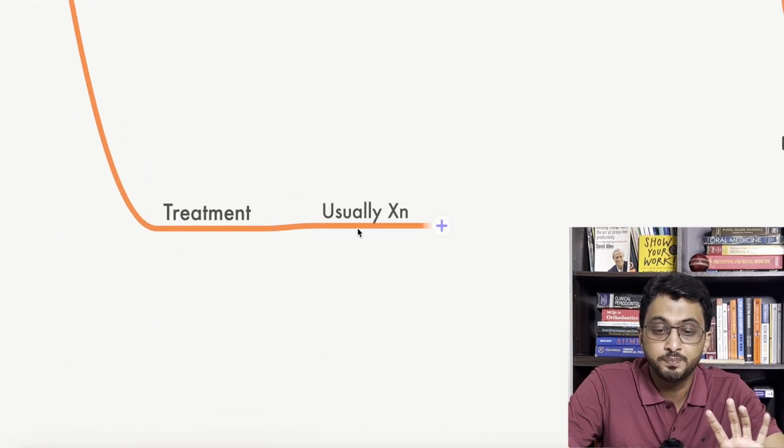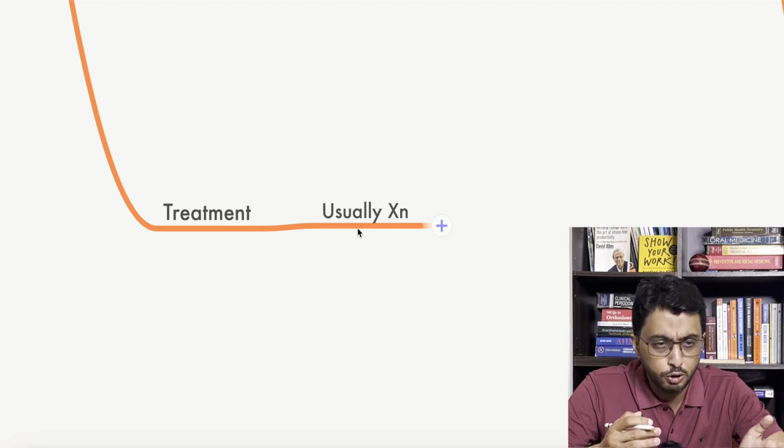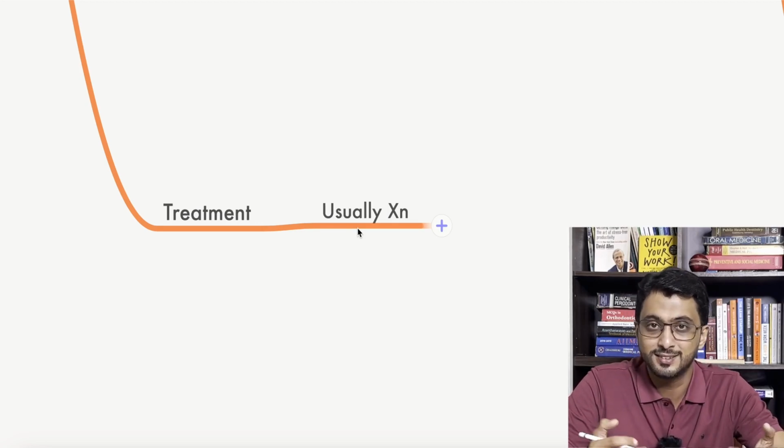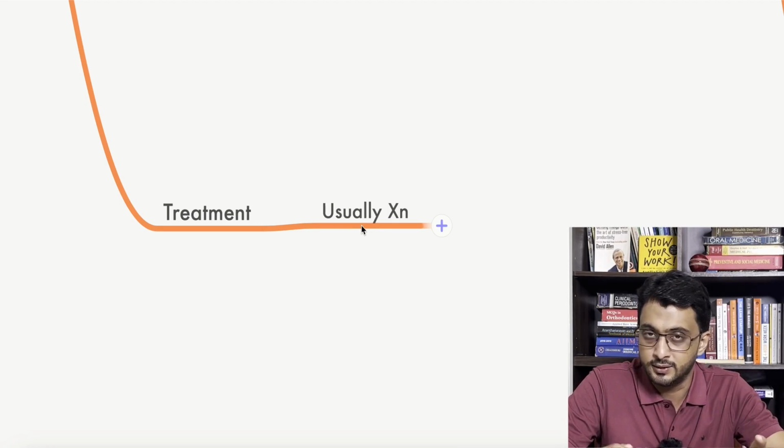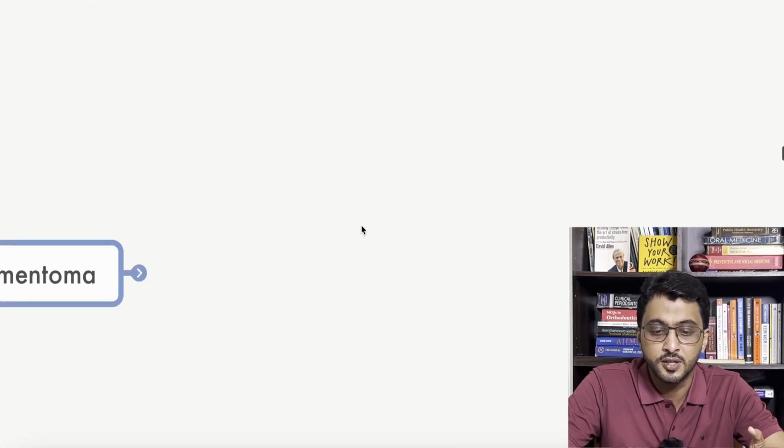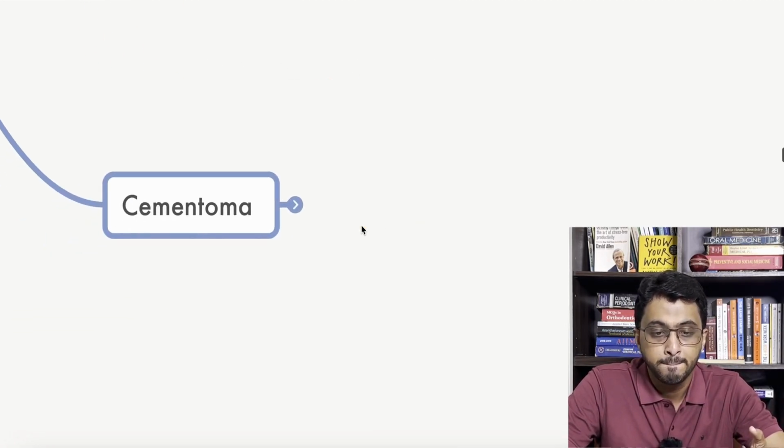Now, treatment part, extraction. When you come to cementoma, no treatment. This is cementoblastoma, which is the true cementoma. Cementoblastoma is true cementoma. The other is cementoma. So this is extraction. There you don't need to treat. It just goes away.